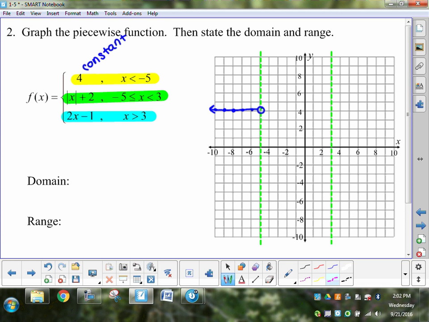Which other piece should you be really, really good at graphing out of the remaining 2? Because there's one more that you should be able to.